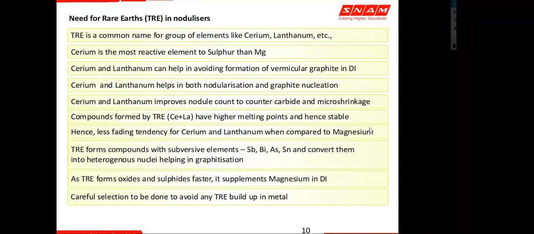And there is a catch: TRE doesn't fade. So when it doesn't fade, it keeps increasing as and when you keep adding returns again and again to your liquid metal. So care must be taken that this increase in TRE doesn't affect your casting. The level of TRE to be selected in your nodalizer should be based on the type of castings we manufacture, the layout, and the foundry process control also.